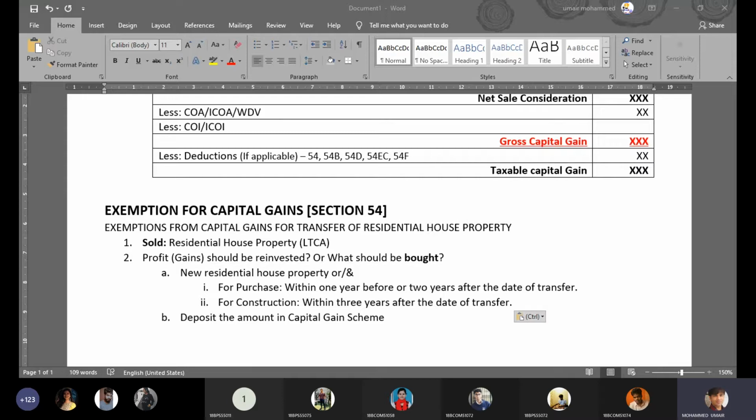So if you want to buy a residential house property, you're given a time frame of either 1 year before the transfer or 2 years after the transfer. But if you want to construct, then you are given 3 years. Now there is also an important clause: after buying a new house property, let's say somebody buys it for the sake of claiming deduction, what is the duration that he needs to retain it?